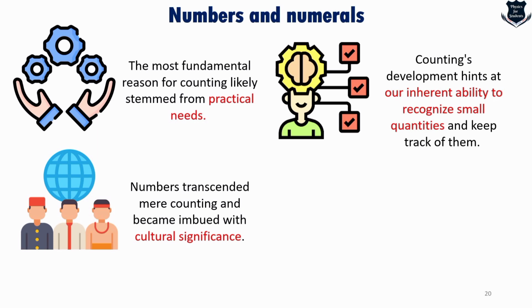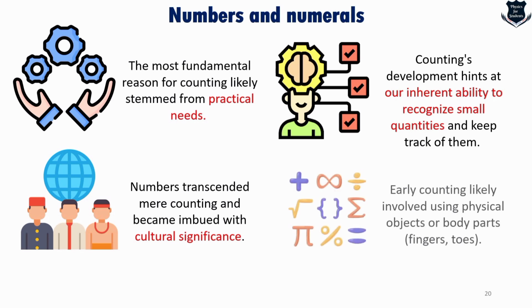Yes, there was cultural importance, because numbers transcended mere counting and became imbued with cultural significance. This reflects human attempts to understand the world around them, sometimes through numerology and symbolism. It also evolved into symbols. Over time, symbols and systems for representing numbers emerged, allowing for more sophisticated calculations and record keeping. So overall, the development of counting and numbers reflects both our practical needs as well as our desire to find meaning and order in the world.